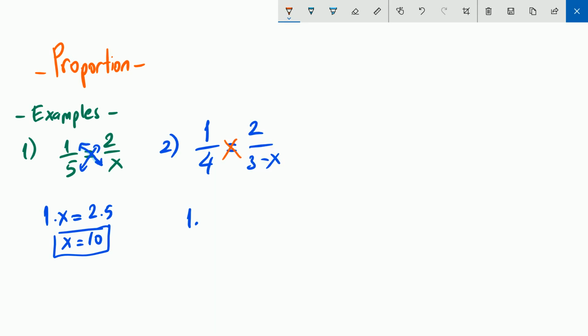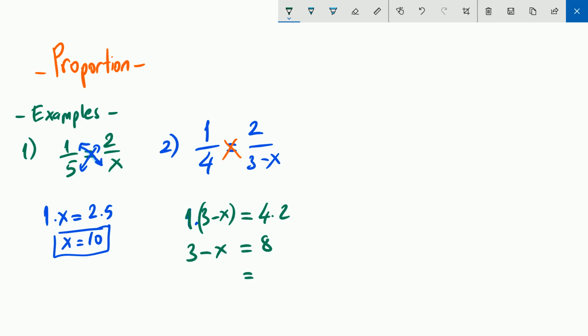Okay, let's cross multiply, which means 1 times 3 minus x. Use parentheses. Don't forget to use parentheses, otherwise you may get confused because of order of operation. 4 times 2 on the right side. 4 times 2 is 8. 1 times 3 is 3. 1 times negative x is negative x.